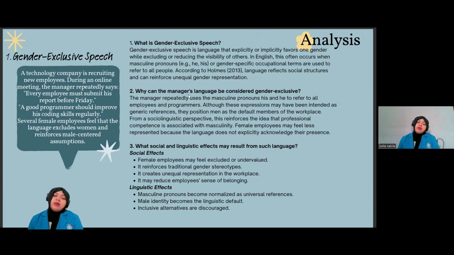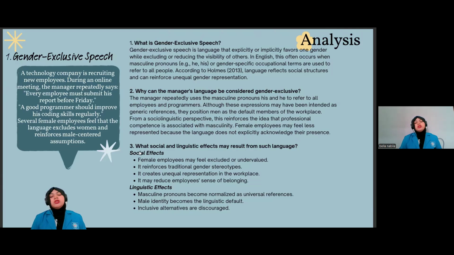Number two, why can the manager's language be considered gender exclusive? The manager repeatedly used the masculine pronouns his and he to refer to all employees and programmers. Although this expression may have been intended as generic reference, it positions men as the default members of the workplace. From a sociolinguistic perspective, this reinforces the idea that professional competence is associated with masculinity. Female employees may feel less represented because the language does not explicitly acknowledge their presence.